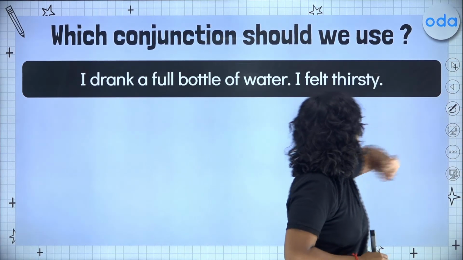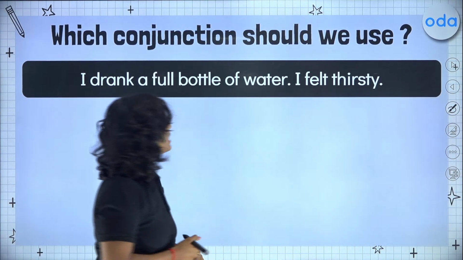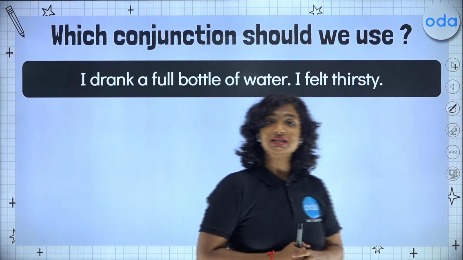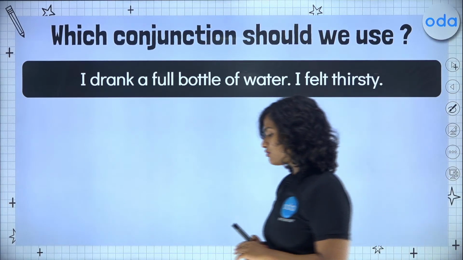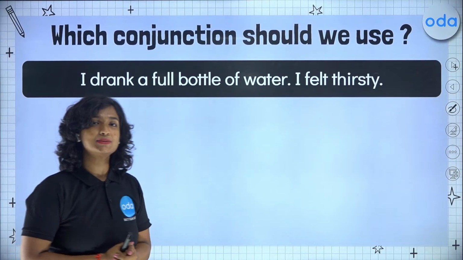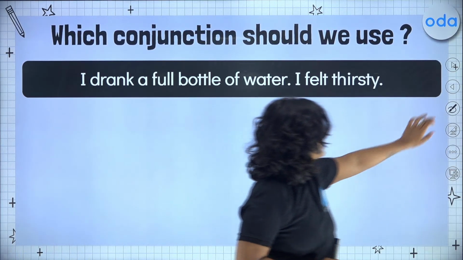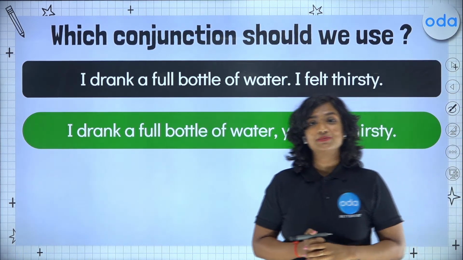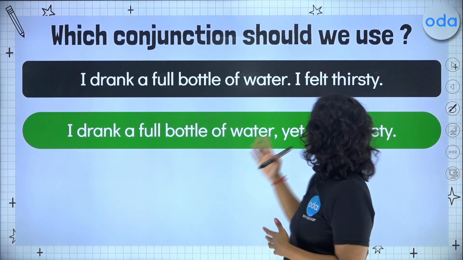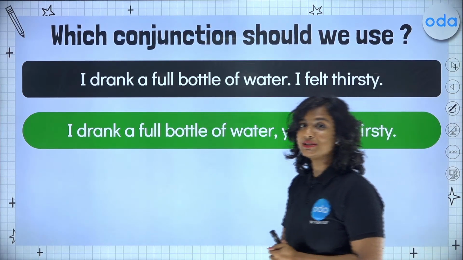Let's take our next question. I drank a full bottle of water. I felt thirsty. Which of our coordinating conjunctions do you think fits in this sentence? So our answer here is yet. I drank a full bottle of water, positive connotation, yet I felt thirsty.